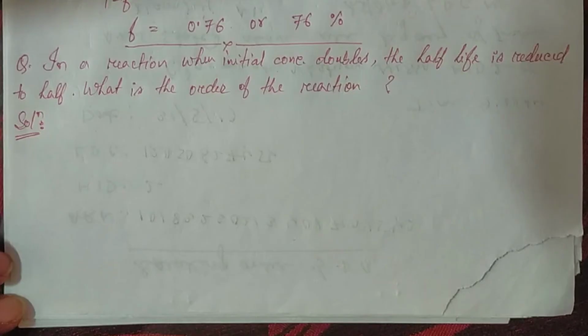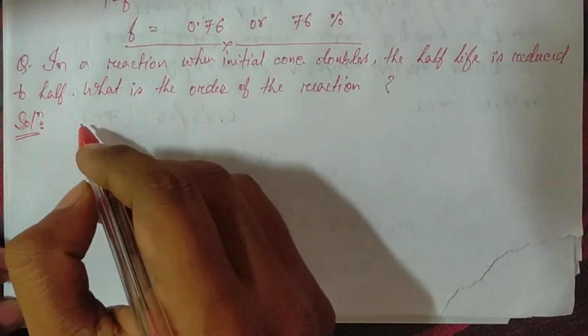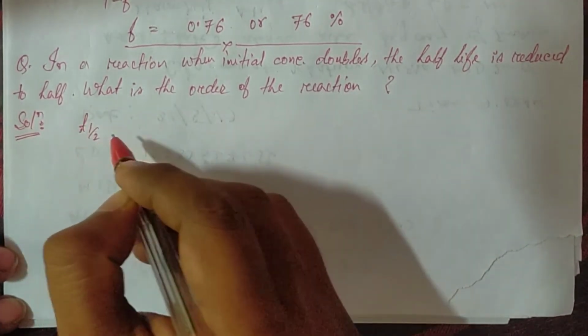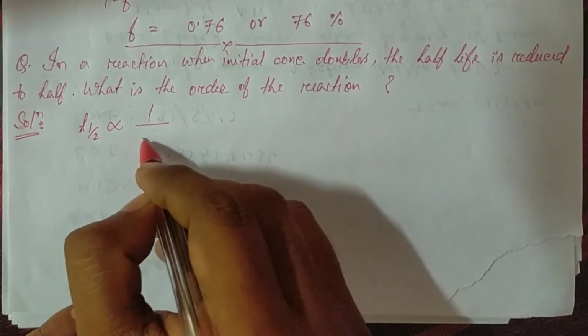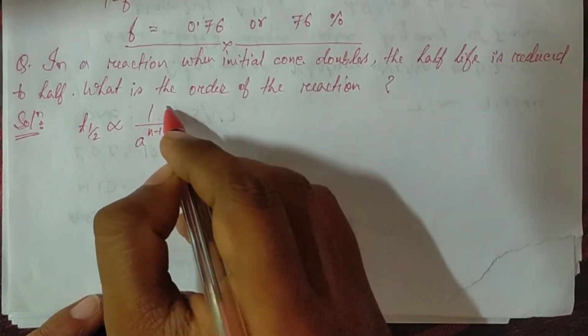Okay, so in this question, in a reaction when initial concentration doubles, the half-life is reduced to half. What is the order of the reaction? So for this question we have to know a general relation between half-life and initial concentration. So here it is, t half is proportional to a to the power n minus 1.